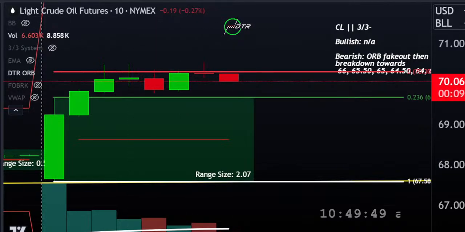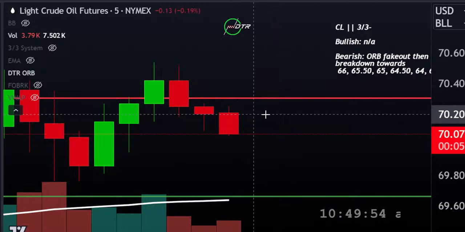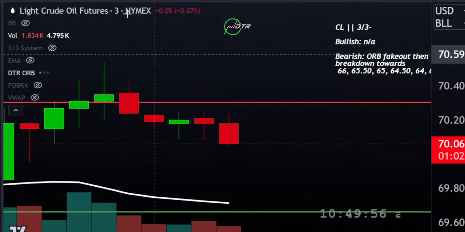Okay, crude now giving us separation. Not great volume though. It's not great volume on the shorter time frames either.